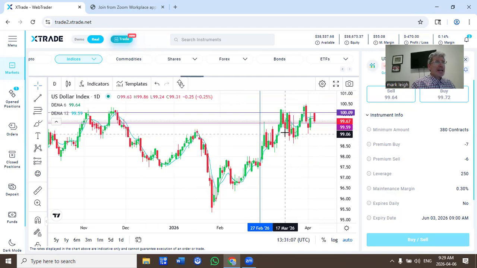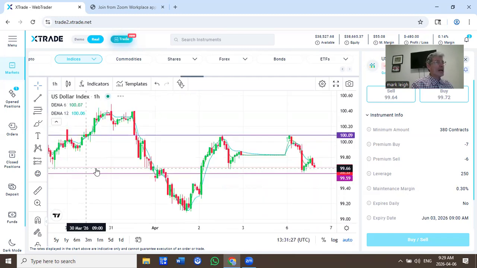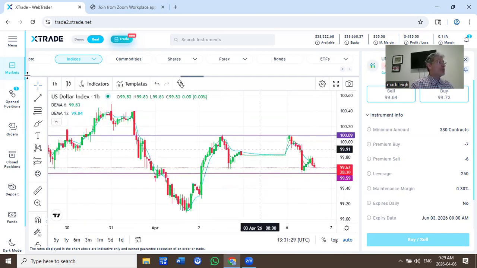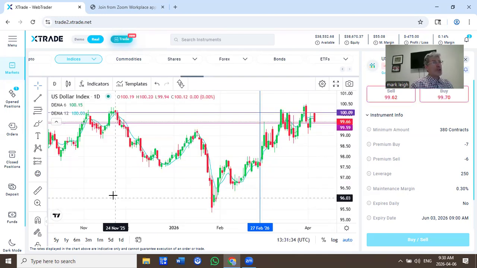I've got support at 99.59. I've got resistance at 100.09. Solid red candlestick, gapped higher to start the week, but from the start of the Asian session, US dollar has been sold off. Brief reprieve over the past couple of hours, but now that the US session's underway, you can see the selling has continued. So we've got weak US dollar as the US session does get underway.